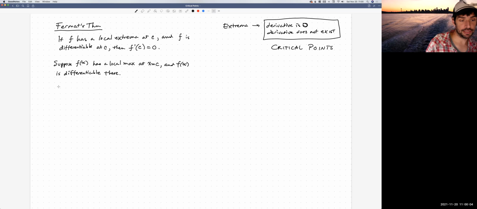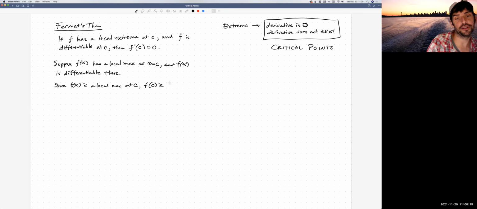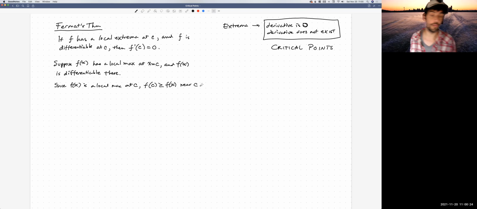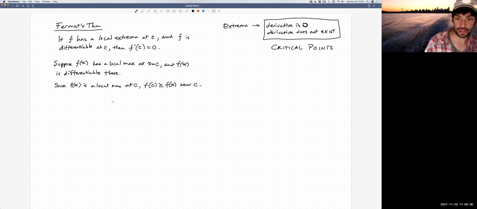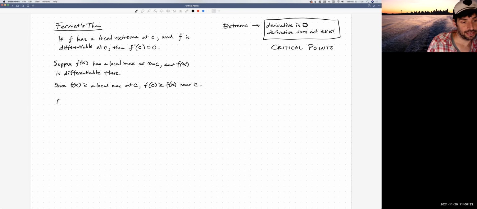Since it's a local max, f of c is greater than or equal to f of x near c, meaning on some open interval. So we've got that fact in our pocket. That's just the definition of being a local max. We also know that f prime of c exists.